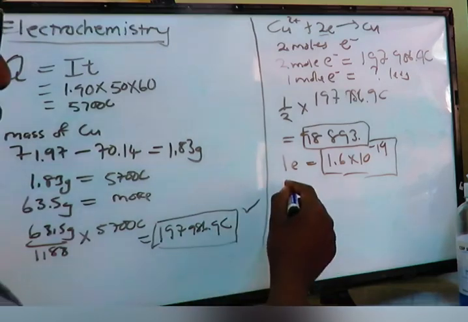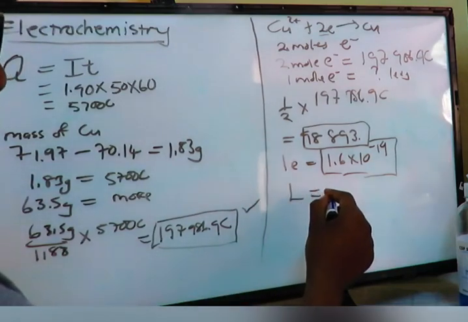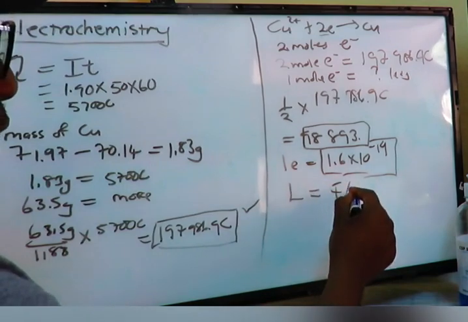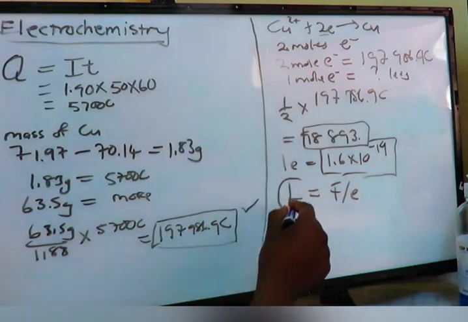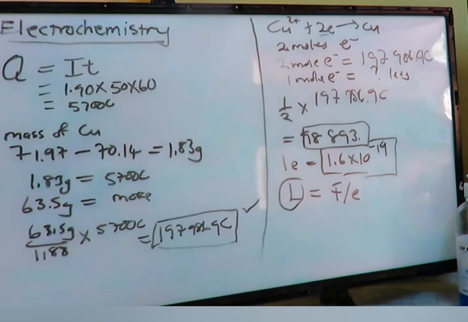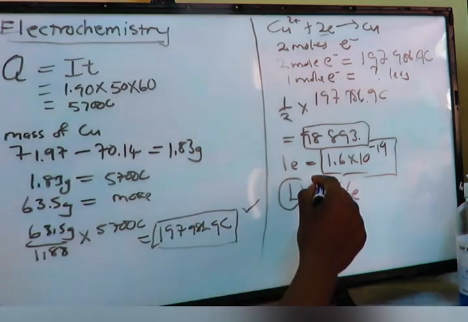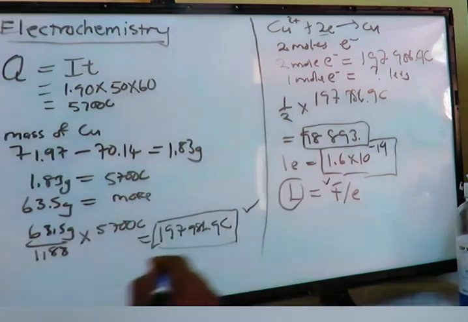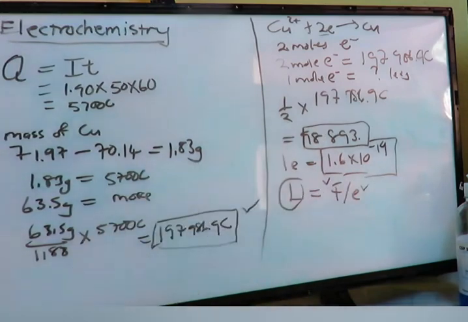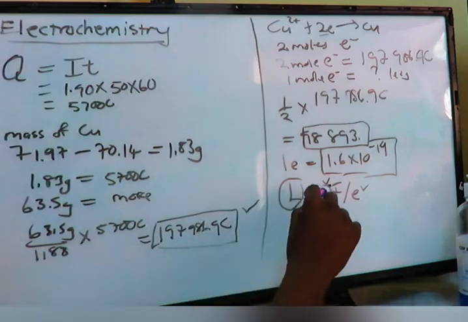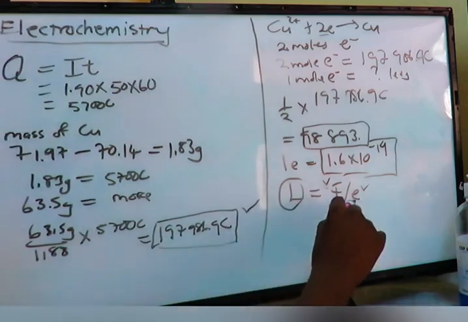So we have this equation that says L is equal to F over e, where L is our Avogadro's constant, right? F is the charge on 1 mole of electrons, and e is the charge on 1 electron.